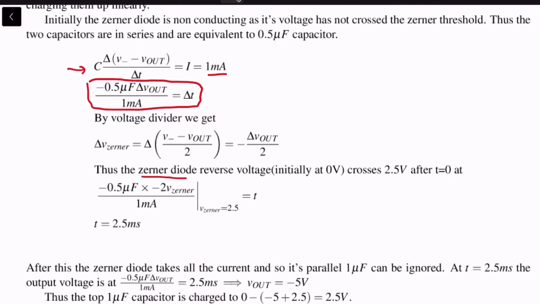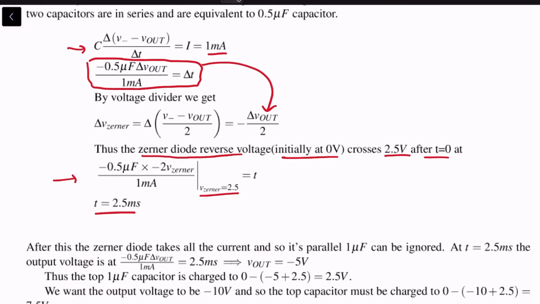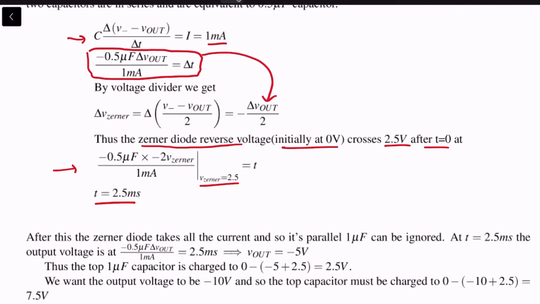Thus the Zener diode reverse voltage, initially at 0 volt, crosses 2.5 volt after t equal to 0 at the following time t, which we need to find out using this expression. Substituting V Zener is 2.5, we get that t is 2.5 milliseconds. Of course this expression was obtained by substituting for V out into this expression here. So after 2.5 milliseconds the Zener diode takes over. V Zener is 2.5, it comes from the problem itself.